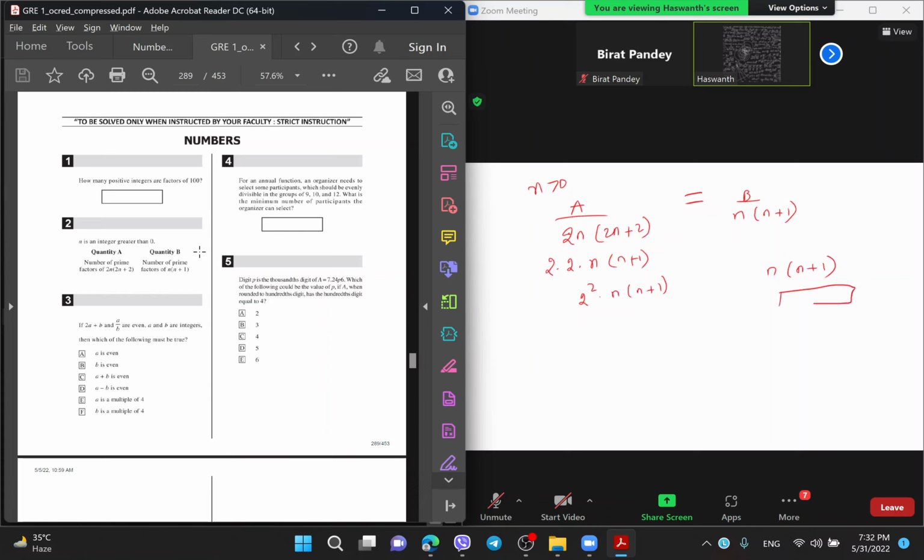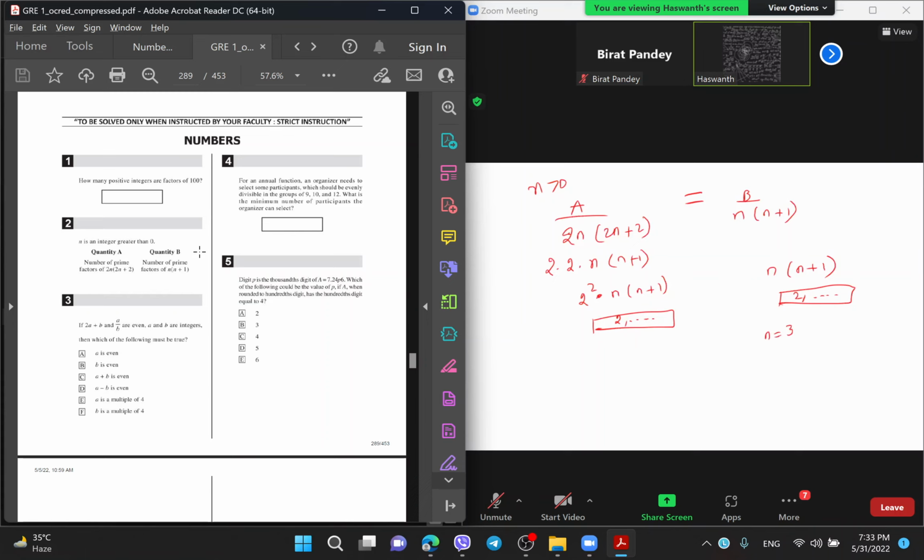N into n plus 1 will have 2 and some other numbers as prime factors depending on the value of n. Now 2 square into n into n plus 1 means 2 is already included, so if you are multiplying 2 square, you are not adding any other new prime factor. Already 2 is included. So no new prime factor comes, it will also have the same list. So both will have the same prime factors. You can also take an example.